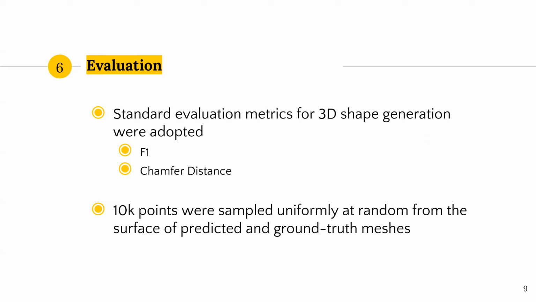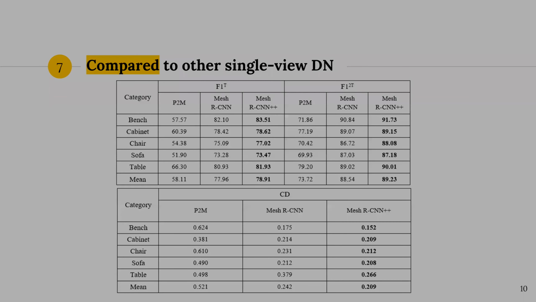Chamfer distance is an evaluation metric for two point clouds. For each point in the point cloud, the algorithm of chamfer distance finds the nearest neighbor in the other set and sums up the squared distance. For both evaluation metrics, 10K points were sampled uniformly at random from the surface of predicted and ground truth meshes and were used for computation. For F1, a higher score means better performance, while for chamfer distance, a lower score indicates better performance.